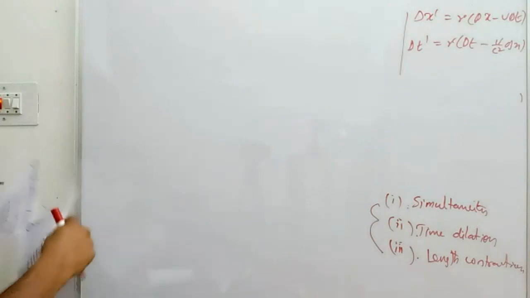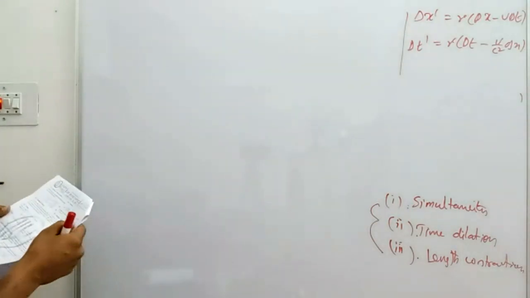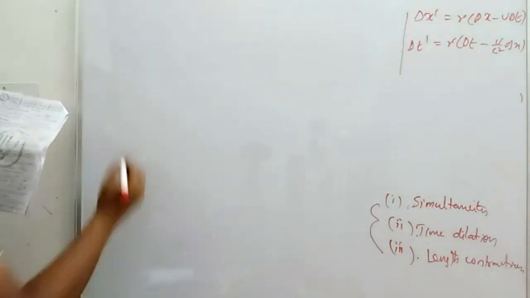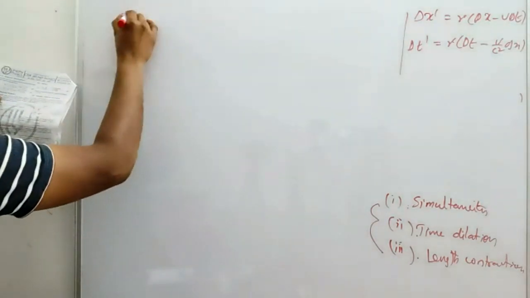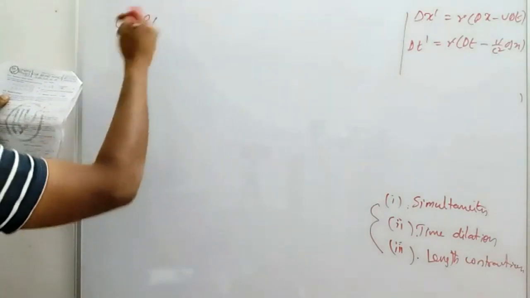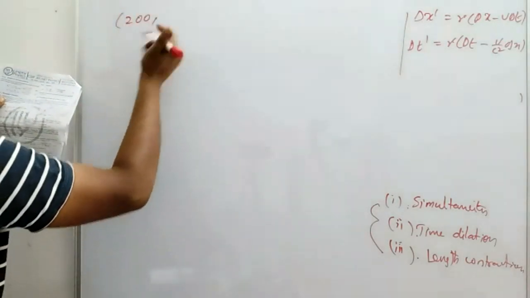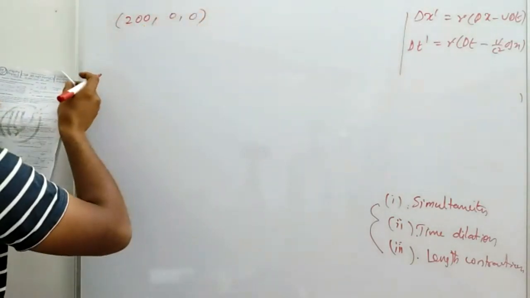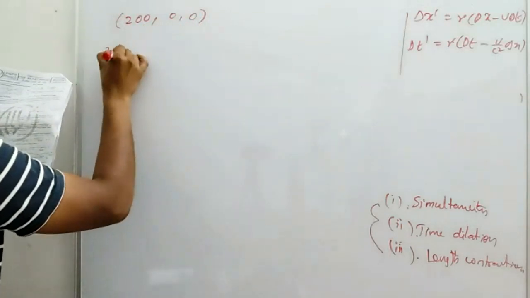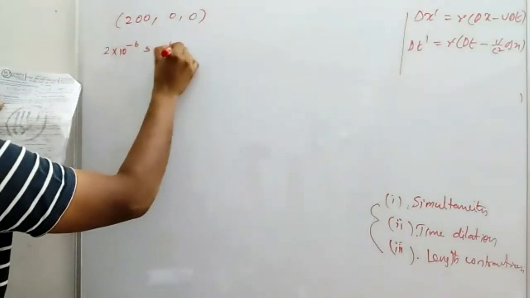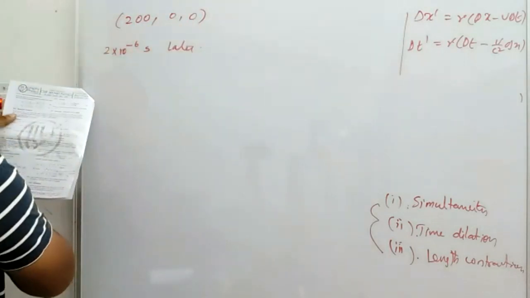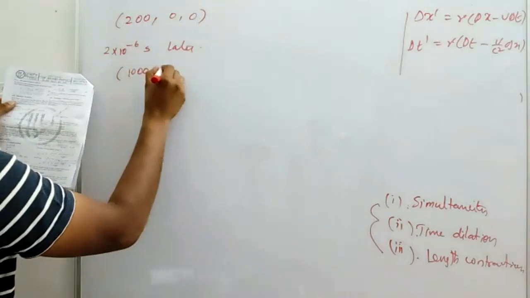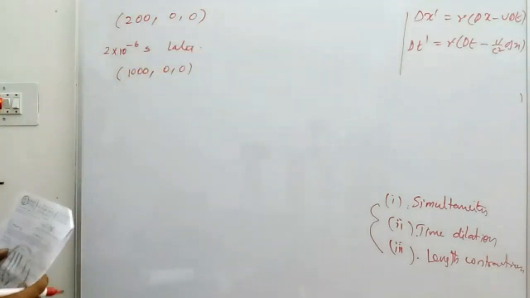Okay. So the first problem that we are going to discuss is this. In an inertial frame S, an event takes place at 200, 0, 0. That's spatial, okay? And 2 into 10 raised to minus 6 seconds later, another event takes place at 1000, 0, 0. This was asked in a previous question.